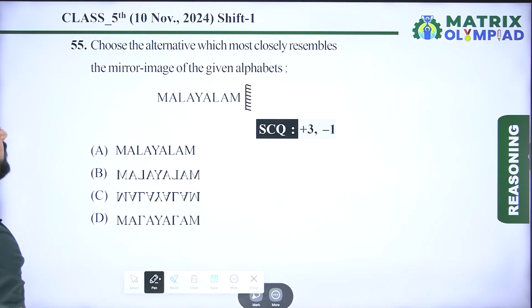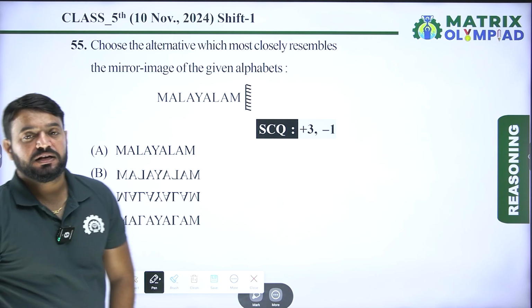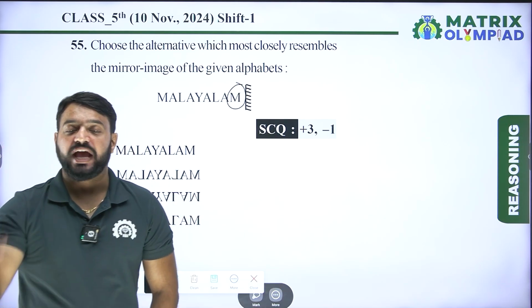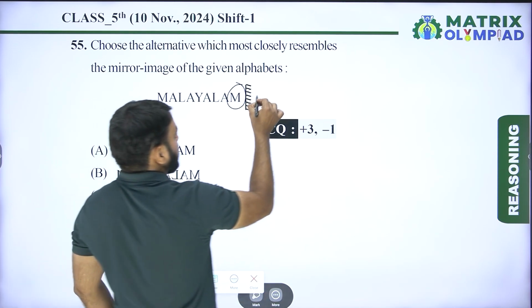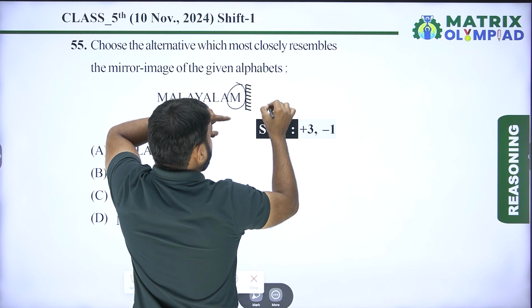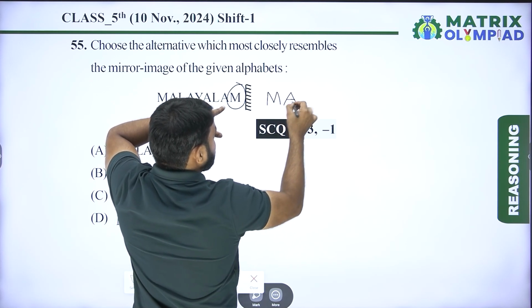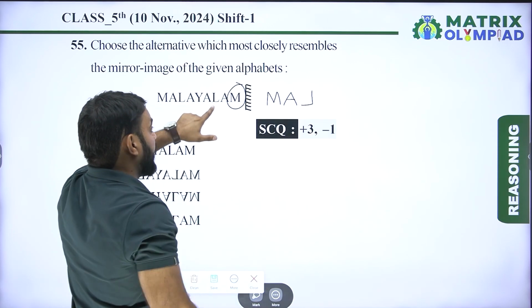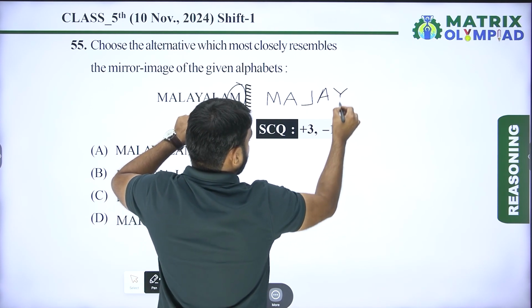Choose the alternative which most closely resembles the mirror image of given alphabets. Find the mirror image of given alphabets. So first find the mirror image of M, because M is near to the mirror, so it will remain near to the mirror. So first find the mirror image of M. So mirror image of M looks something like this. Now find the mirror image of A. This is the mirror image of A. Now find the mirror image of L. This is mirror image of L. Now again find the mirror image of A. Now find the mirror image of Y.